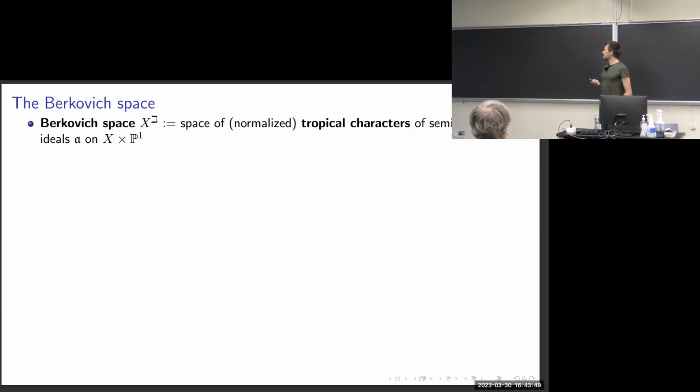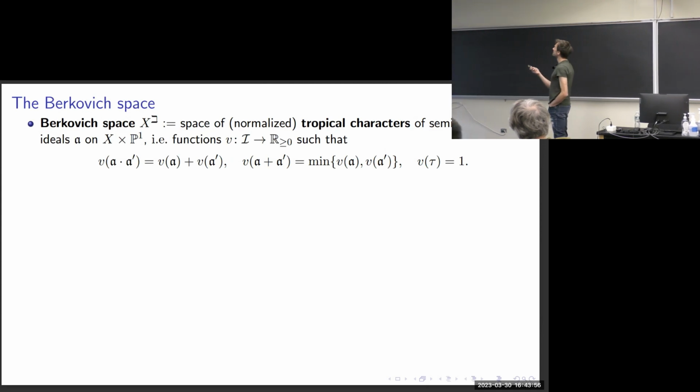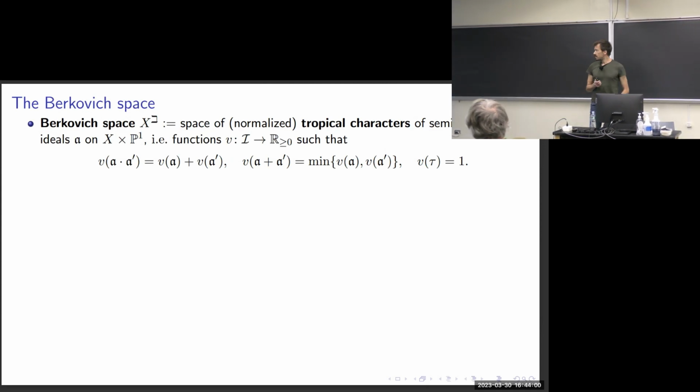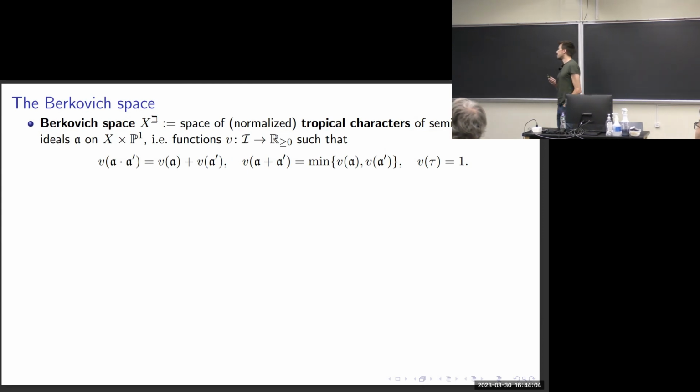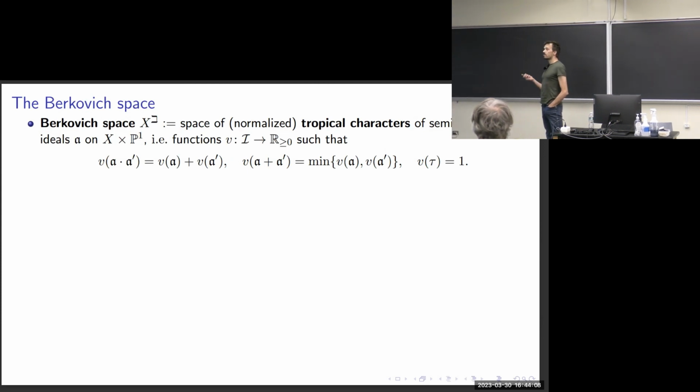What I mean here is that you look at functions defined on the set I with non-negative values, and they have these valuation-like properties. V on the product is the sum of the V's, and V on the sum is the min of the V's. And you normalize them by the value on tau, which plays a special role in this set I. You normalize that to be one.